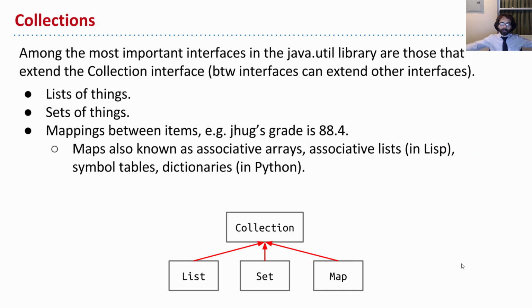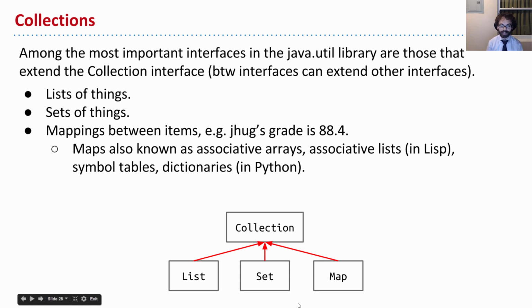Okay. So among the most important interfaces in java.util are the things that extend the Collection interface, which is a set of interfaces that represent collections of things, right? So there's a List and a Set and a Map interface that all extend Collection. Oh, by the way, interfaces can extend other interfaces. So you can actually have a whole hierarchy of them. And so this one right here, for example, represents a list of things, a set of things, a mapping of things, so like a Python dictionary, or you might have also heard them called an associative array, an associative list, a symbol table. There's other names.